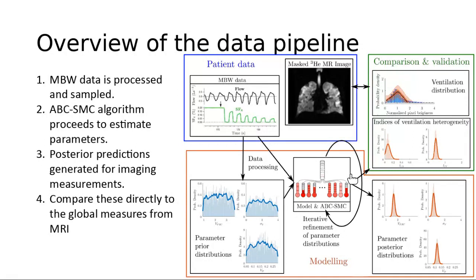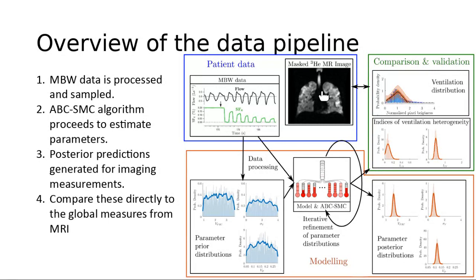You essentially run this model thousands of times through a sequential process of improving and iterating upon your predictions, and you get to some posterior distributions which best fit this multiple breath washout data. And then from that, we have essentially a model of the ventilation distribution. So we can then say, right, that's our distribution of ventilation. This is the black line here.